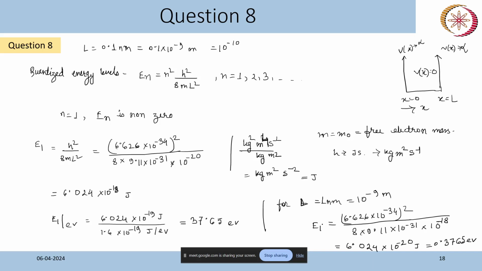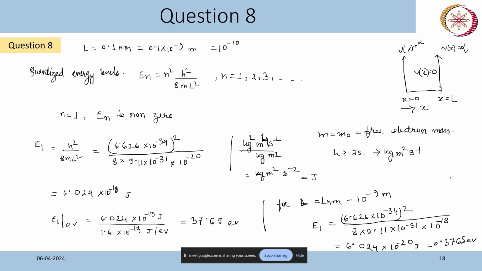Now you can see the difference: for 0.1 nanometer this energy is very high, for L equal to 1 nanometer this is decreasing, and when L is very large, like maybe hundreds of nanometers, then it will be approximately equal to 0. That means the ground state energy can be 0 for a large system, and the energies will be like continuous.